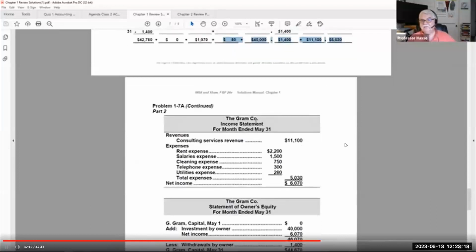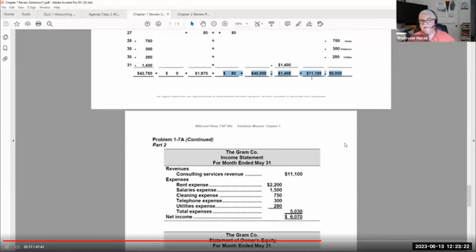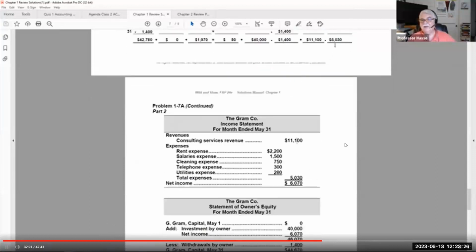Notice the income statement, a statement of revenues and expenses right here. $11,100 of revenues and $5,030 of expenses. The Graham company made $6,070 in the month of May. They had a good month.